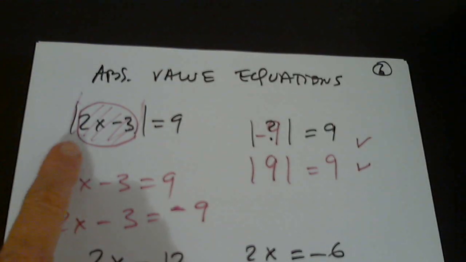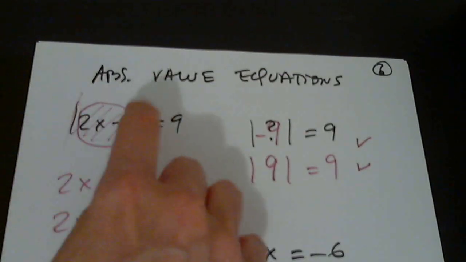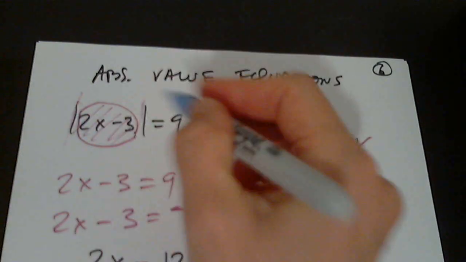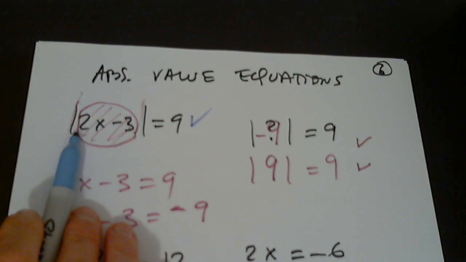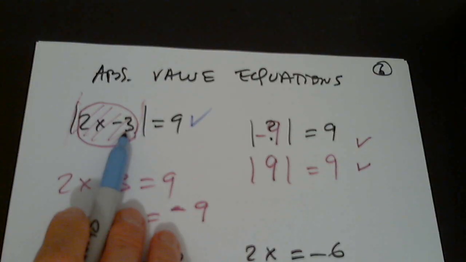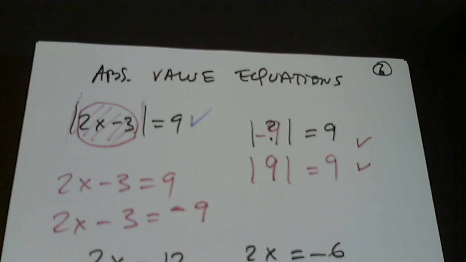So 6. 2 times 6 is 12. 12 minus 3 is 9. The absolute value of 9 is 9. Negative 3. 2 times negative 3 is negative 6. Negative 6 minus 3 is negative 9. The absolute value of negative 9 is 9. These are the simplest possible equations.